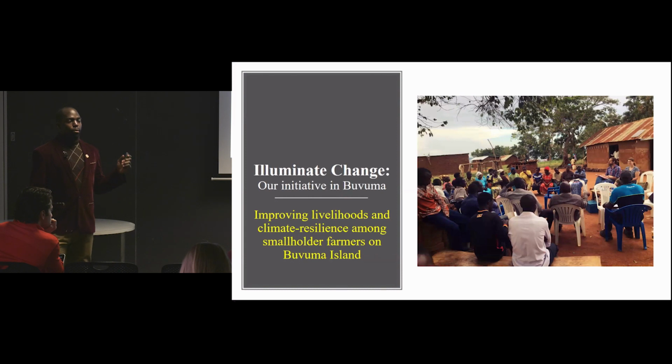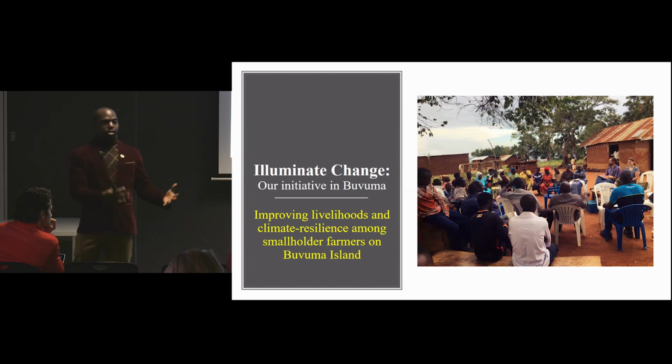So this is Illuminate Change, our initiative in Buvuma. Our goal is to improve livelihoods and climate change resilience among smallholder farmers in Buvuma Island. Illuminate Change is the name we gave our initiative. This initiative began last year. When I was in Buvuma, I was looking at all these challenges as a government employee, and I conceived an idea of coming up with a better way of trying to create impact. I tried to start something, but it didn't work very well because I probably didn't have the capacity to bring out change as an individual.